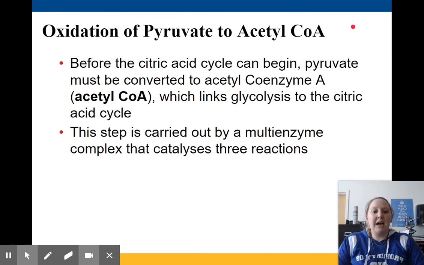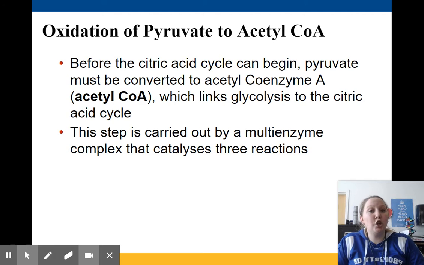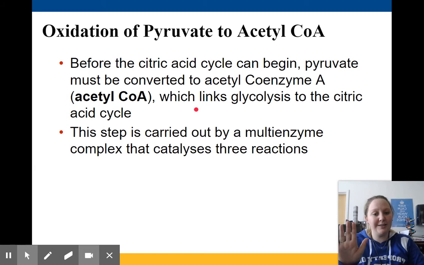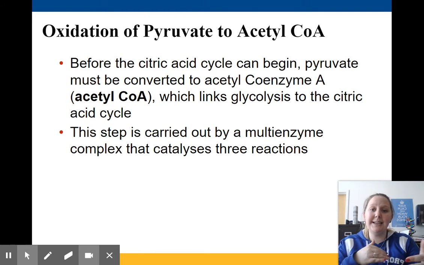The first thing that has to happen is pyruvate needs to be oxidized into a molecule called acetyl-CoA. Before the citric acid cycle can actually begin, pyruvate must be converted to acetyl coenzyme A, which we call acetyl-CoA for short, which links the process of glycolysis to the process of the citric acid cycle. Pyruvate cannot just enter the citric acid cycle. It needs to be attached to this coenzyme in order for that process to happen. This step is carried out by a multi-enzyme complex that catalyzes three separate reactions.